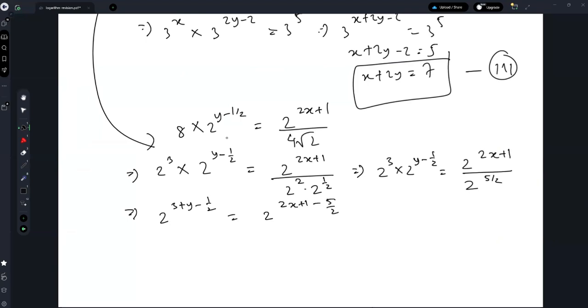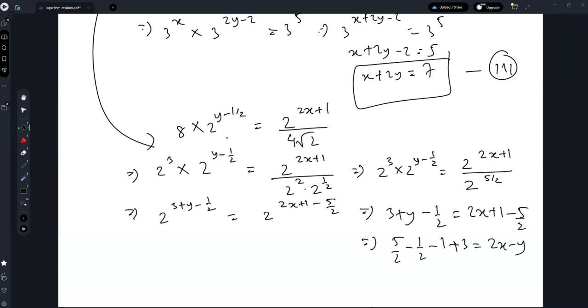Okay, now I'm going to equate the powers together. So I get 3 plus y equals 2x plus 1 minus, oh wait, have I not erased that? There you go. 3 plus y minus half equals 2x plus 1 minus 5 by 2. So therefore I get 2x, because there's that there, I get 5 by 2 minus half minus 1 plus 3 equals 2x minus y minus 1 minus 1 plus 3.